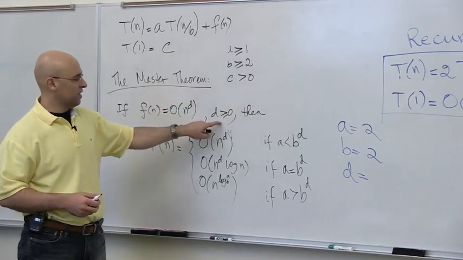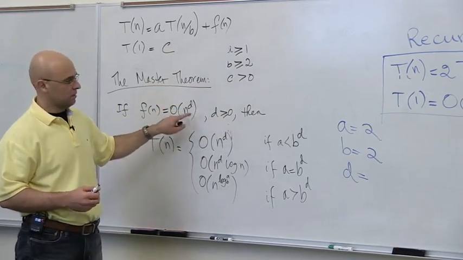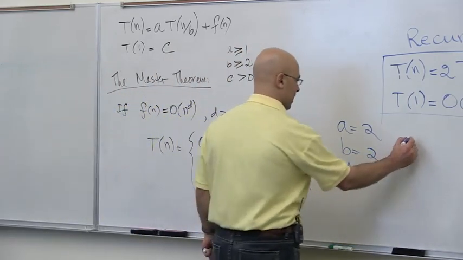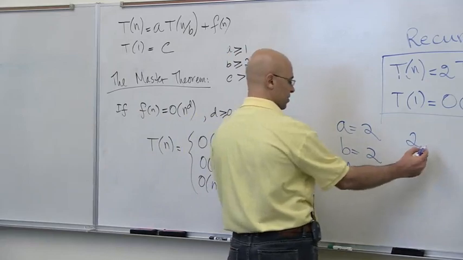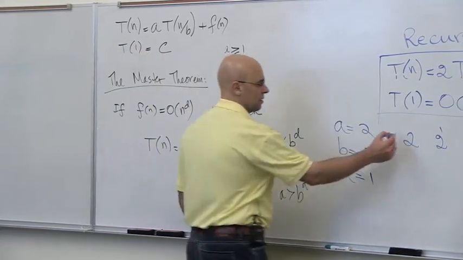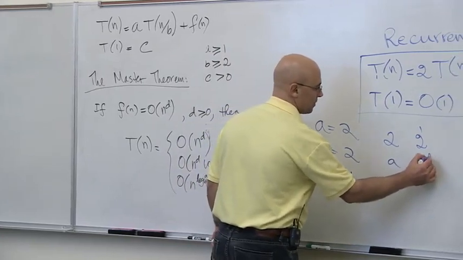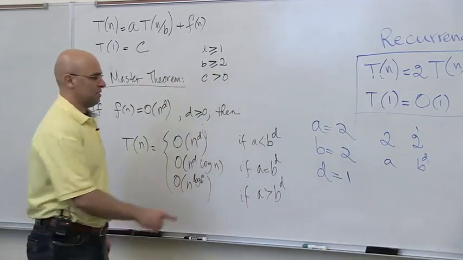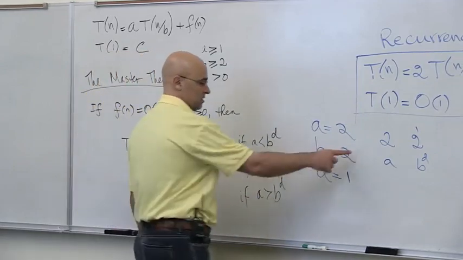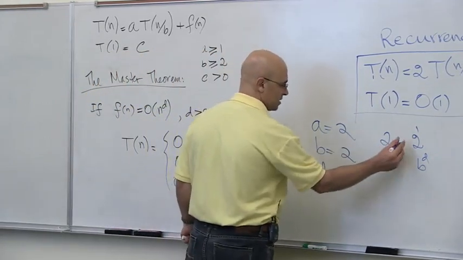N to the d. Which value of d will give us O of n to the d? d equal 1. So now I need to look at a and compare it to b to the d. Right? So this is a, and this is b to the d. And I need to ask, is a smaller, equal, or greater than? 2 is not smaller than 2. It is not greater. It is equal.